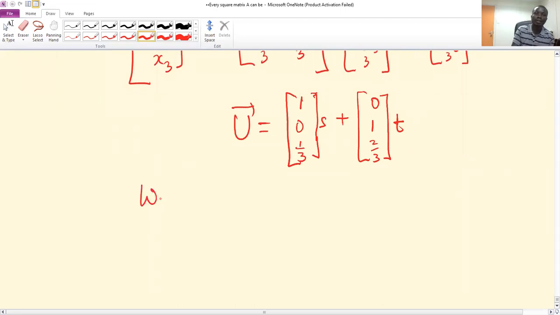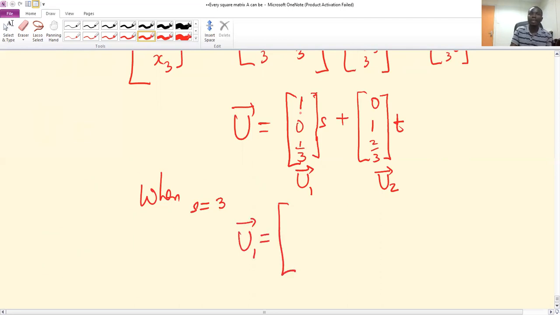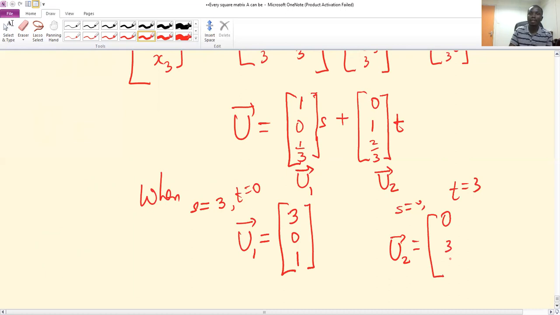So this will be your u1, this will be your u2 vector. So when s is 3, then u1 will be the vector, so you're multiplying everything by 3 here, 3, 0, 1. So you are saying s is 3 and t is 0. And say s is 0 and t equals 3, this part will give you u2 to be the vector 0, 3, and then this is 2. So this can be another set, u1 is 3, 0, 1, and u2 is 0, 3, 2. So these eigenvectors are not unique. So even if you make x2 the subject, you'll also have a different expression.